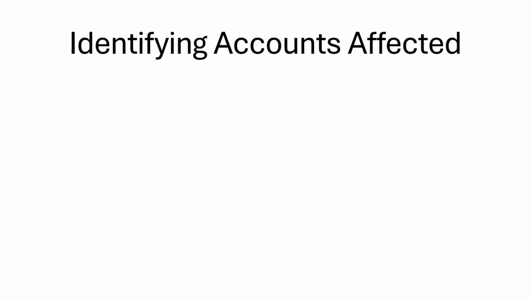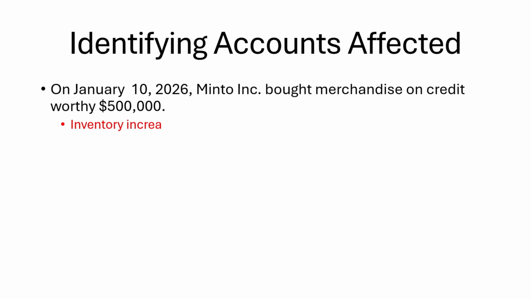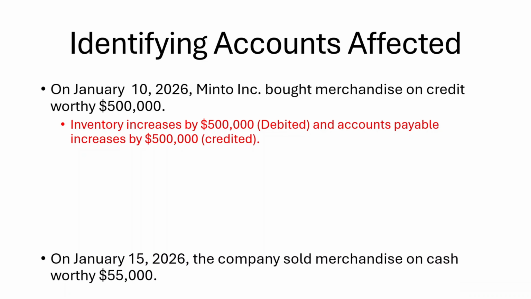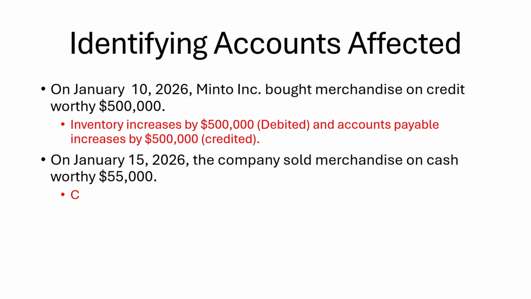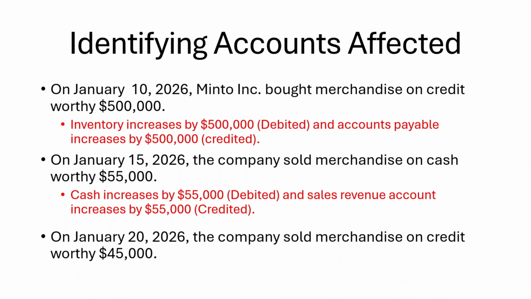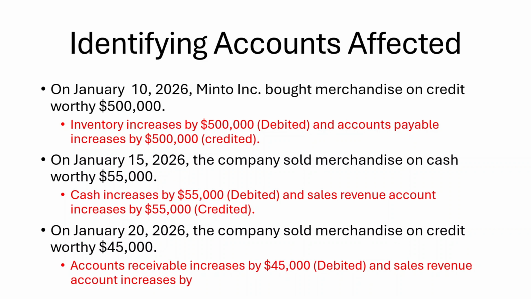Let us practice identifying accounts that are affected. For the first transaction, inventory increased by 500,000 and is debited, and accounts payable increased by 500,000 and is credited. For the second transaction, cash increased by 55,000 and is debited, and sales revenue increased by 55,000 and is credited. For the third transaction, the accounts receivable increased by 45,000 and is debited, and the sales revenue increased by the same amount, 45,000, and is credited.